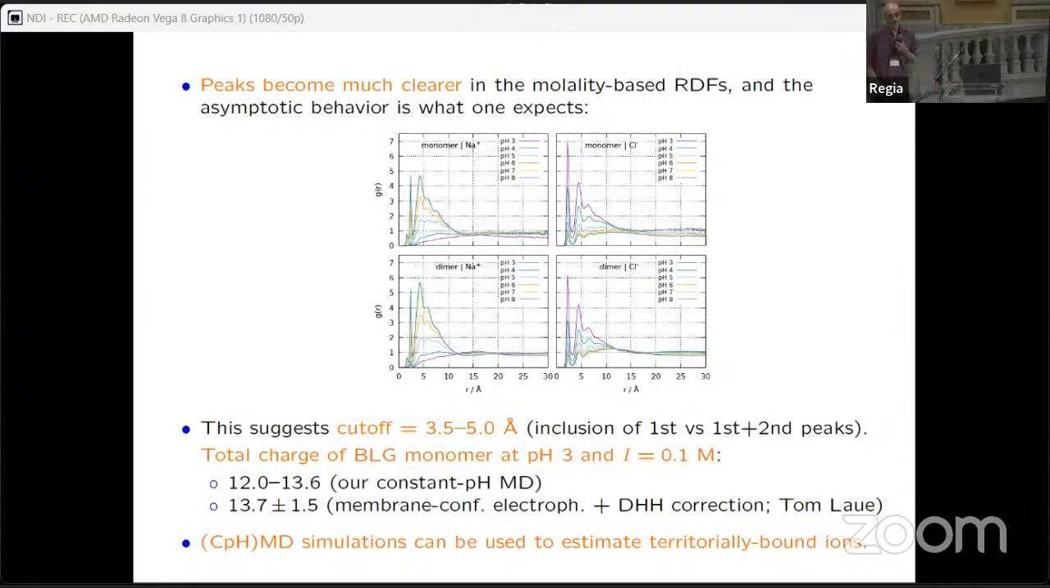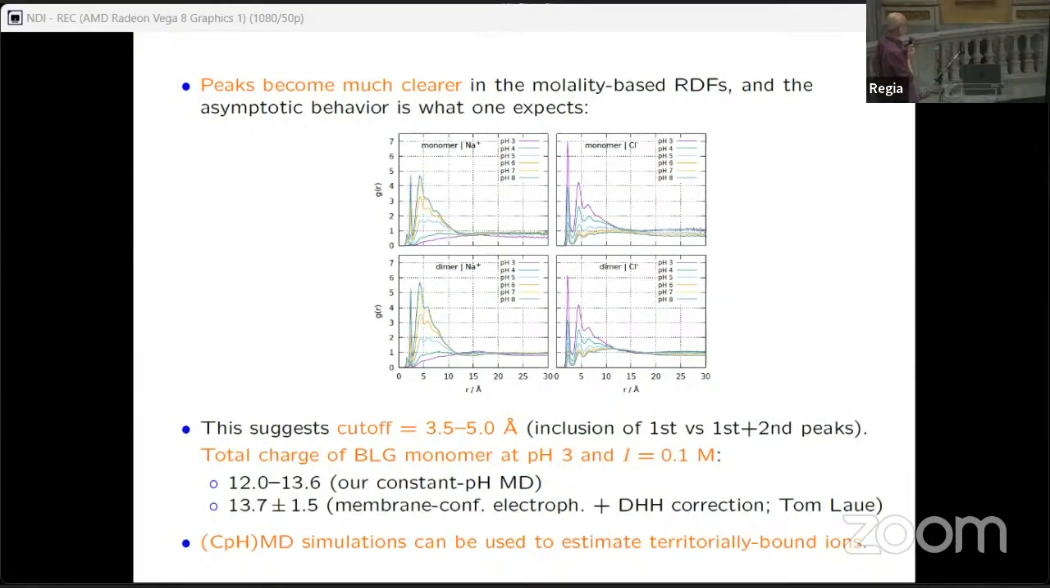So the peaks become much, much clearer. Now you can call them peaks, not before. And they converge to one, as you would expect, at long distances. Now we can decide to include one or two peaks, maybe one, maybe two. The second peak is not that sharp, then it has a shoulder, so it's arguable whether you should include one peak or two peaks. So we decided to use the interval of both.